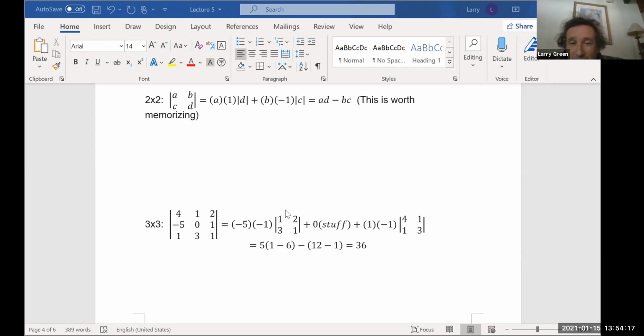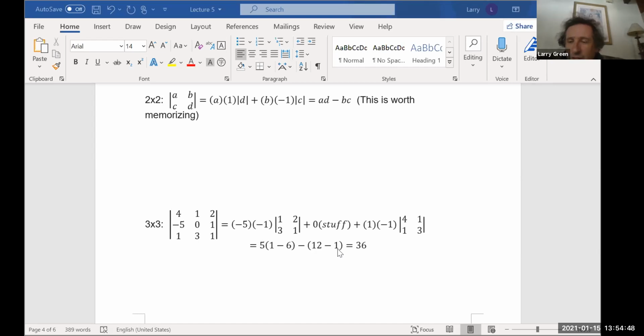Then we got to take the determinant. Now it's a 2 by 2, and I've memorized that one. That's 1 times 1 minus 2 times 3, or 1 minus 6. Plus 0, so I can ignore it. And then we have a 1 times a -1 is a minus. And then 4 times 3 is 12. Minus 1 times 1 is 1. Anyone lost on that?